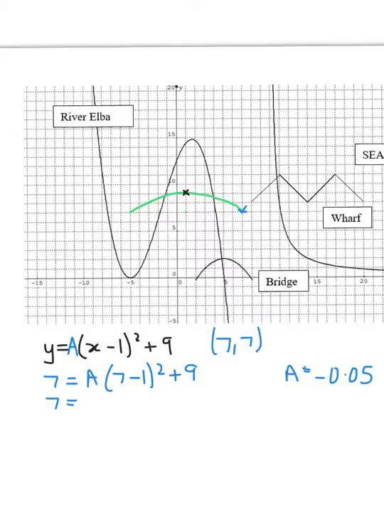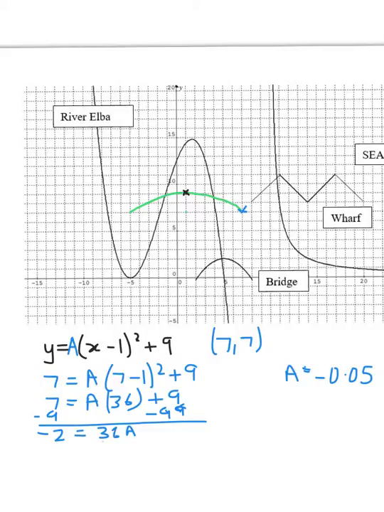7 equals A, 6 squared is 36, so 36A plus 9. If I minus 9 on both sides, I end up with negative 2 equals 36A. Divide by 36 and divide by 36. A equals negative 1 over 18. So we can rewrite the equation with that in it.